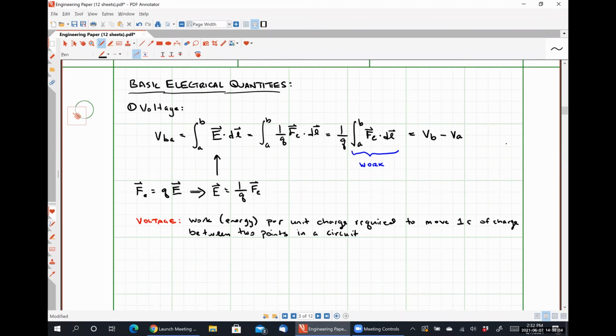So our second definition for voltage, and this is the one that we're going to use a whole heck of a lot, is just that voltage is the difference in electric potential energy between 2 points in a circuit.